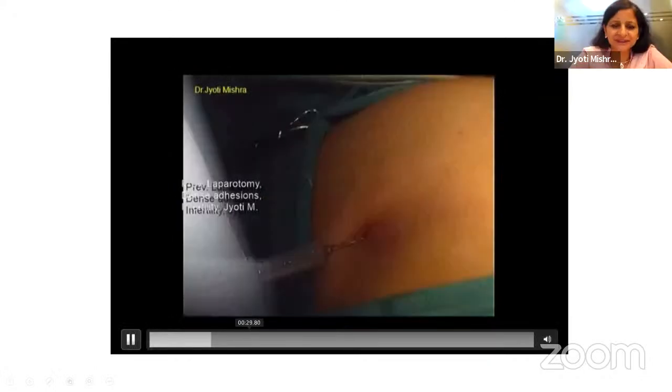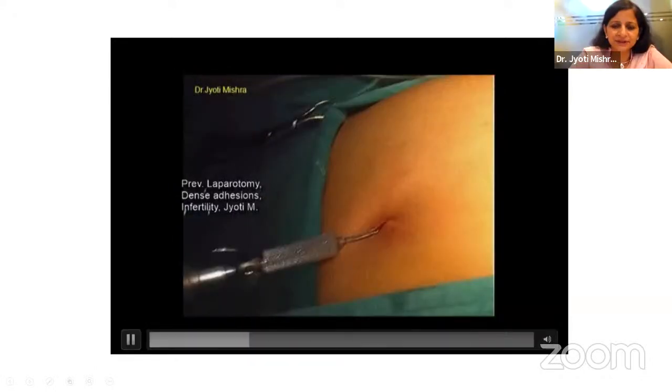So let's play this video. So we have gone through the Palmer's point here. Damodar, can we have your camera on the transverse mode, please? Yes, that's better. So, we have put the gas in, and as we enter, let's see what comes inside.